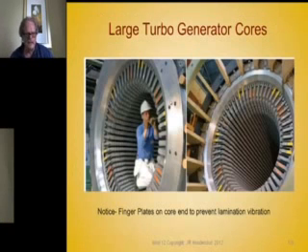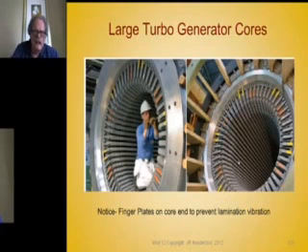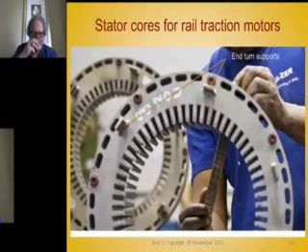Now here's an example of these finger plates I was talking about. They use this in large cores, and you see there's your stack of laminations, and this is a finger plate. This is a heavy steel plate that pushes down on the teeth at the ends of the core. They have one of those on each end.